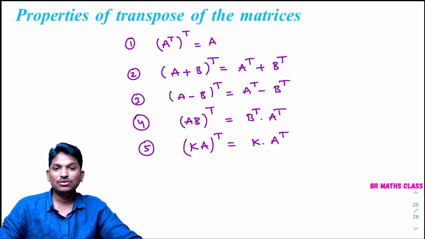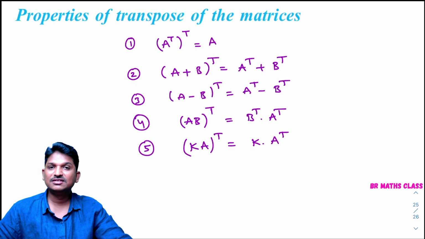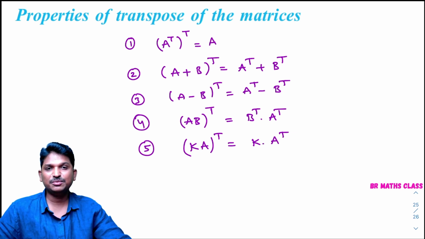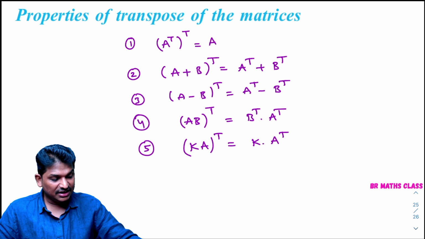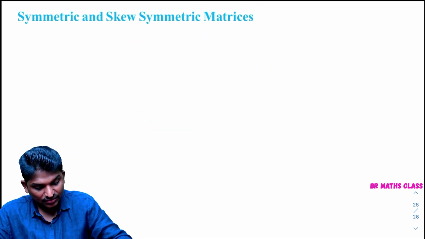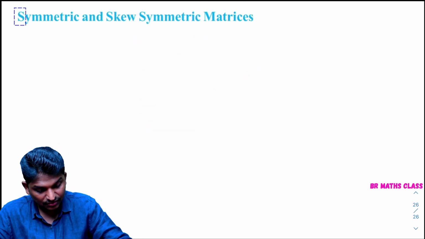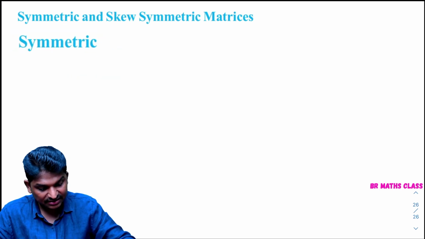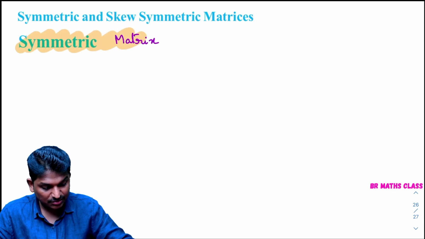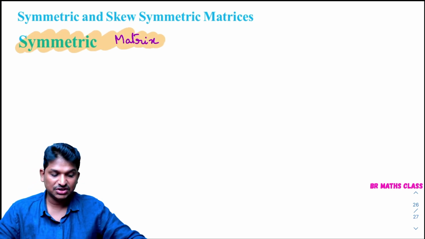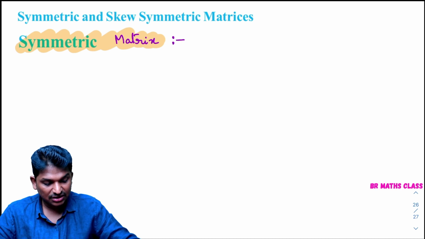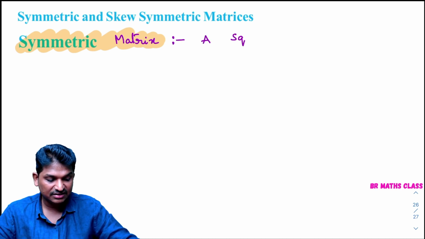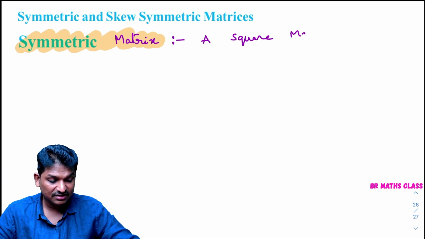Okay. Now, very important, symmetric matrix and skew symmetric matrix. What is symmetric matrix? What is symmetric matrix definition? Definition, you need to start like this: a square matrix. This is important. It is a square matrix.